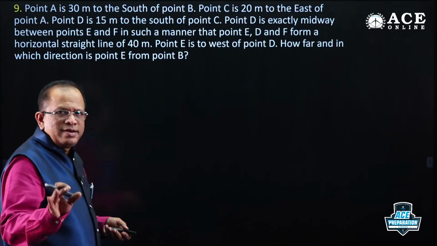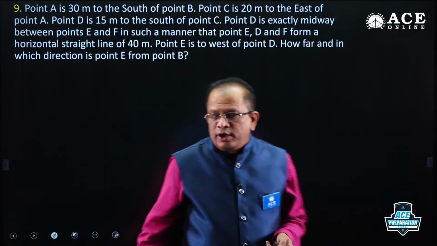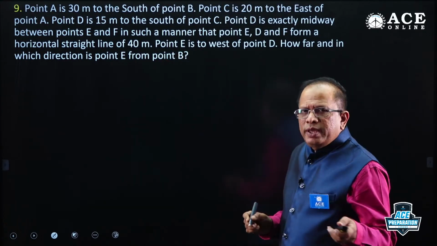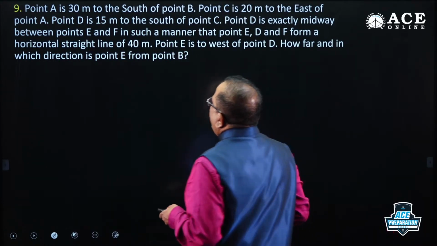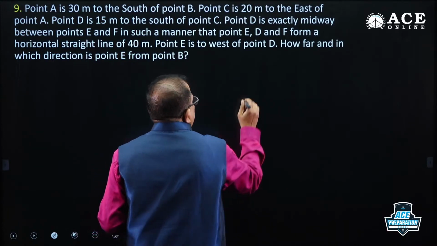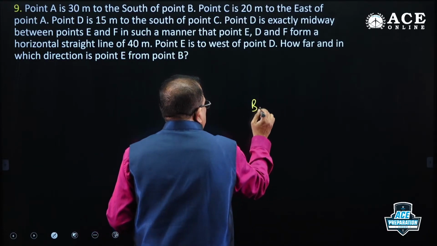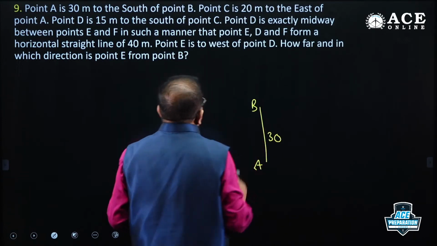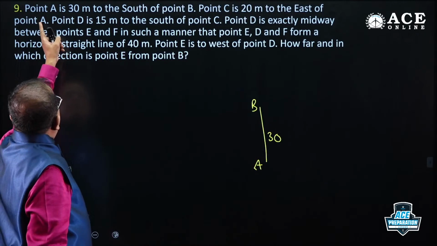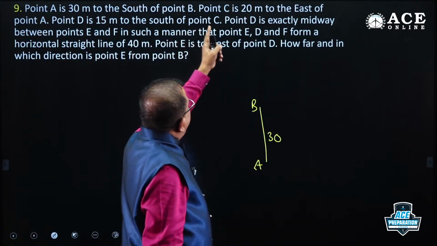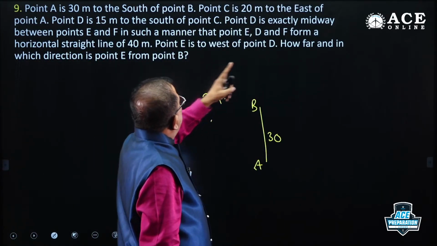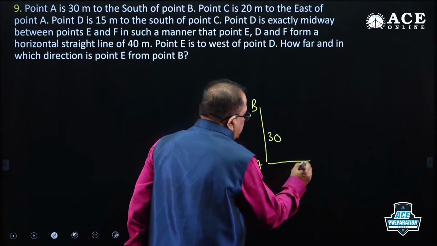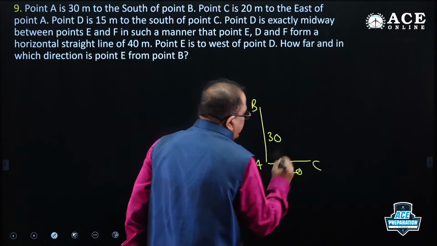Now question number 9. You can read that. Point A is 30 meters to the south of point B. Represent it. So B is there, south of B, A is there, and what is the distance? 30. Next one. Point C is 20 meters to the east of point A. A is here, east is here, and this is 20, and you have point C.